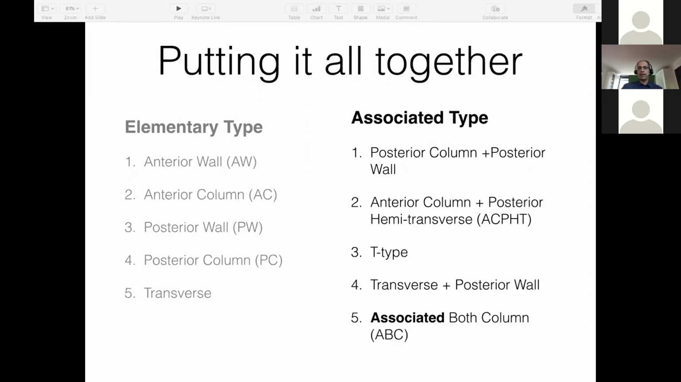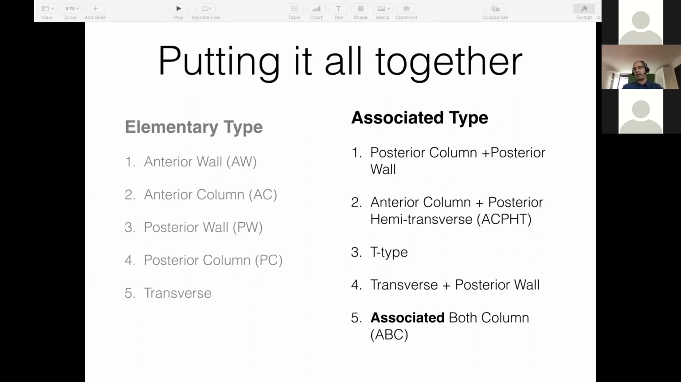Okay, and another question that I have for you that I would love an answer for is if you can tell me the elementary and associated type fractures that involve both the anterior column and the posterior column.